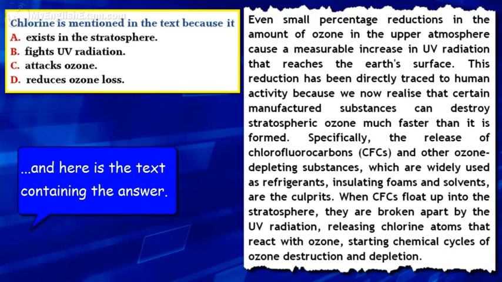Specifically, the release of chlorofluorocarbons, CFCs, and other ozone-depleting substances, which are widely used as refrigerants, insulating foams and solvents, are the culprits. When CFCs float up into the stratosphere, they are broken apart by the UV radiation, releasing chlorine atoms that react with ozone, starting chemical cycles of ozone destruction and depletion.